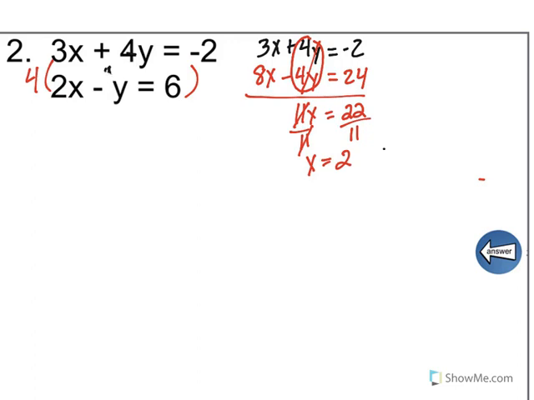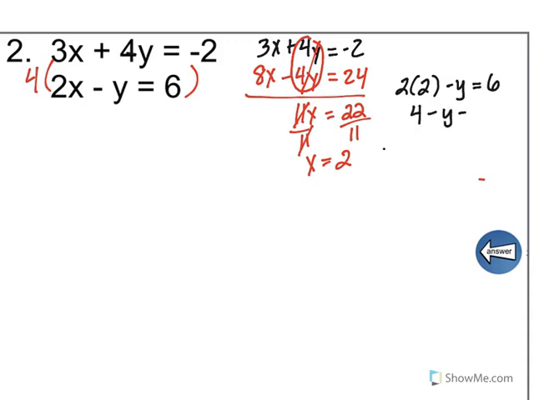I'm going to take x and plug it into one of the two original equations. I'm going to choose to plug it into the bottom one because the bottom one seems a little bit easier. So instead of 2x, I'll have 2 times 2 minus y is equal to 6.